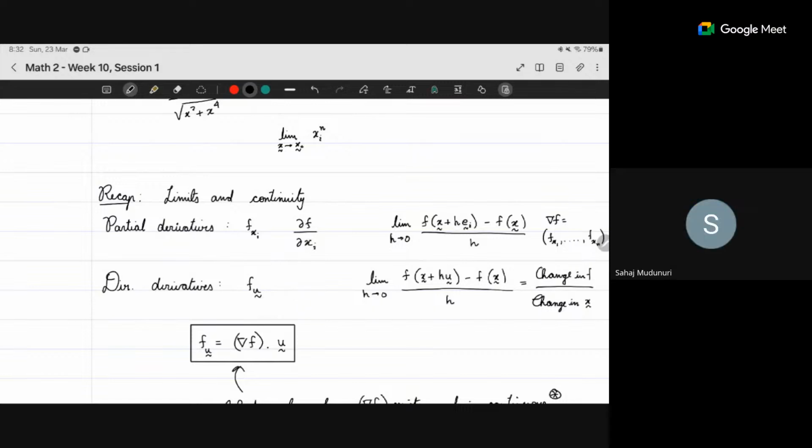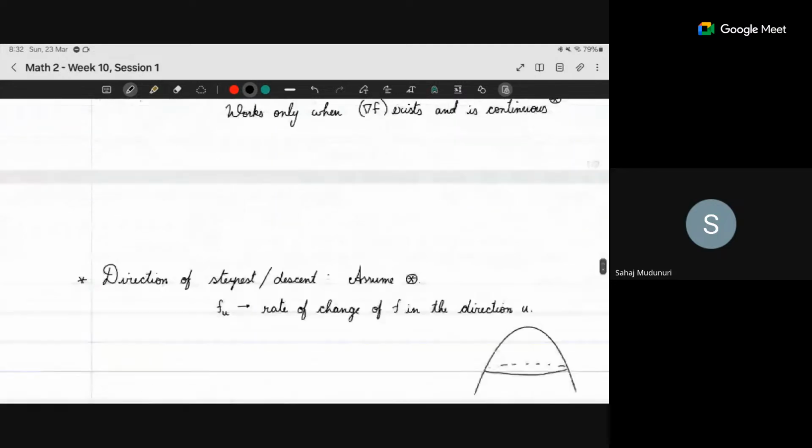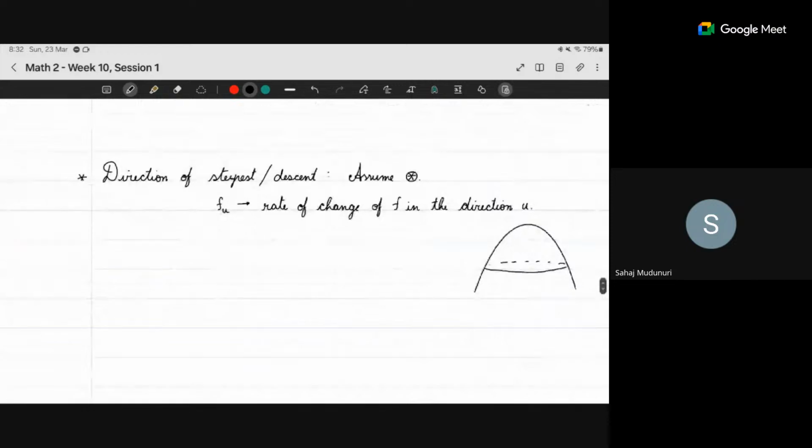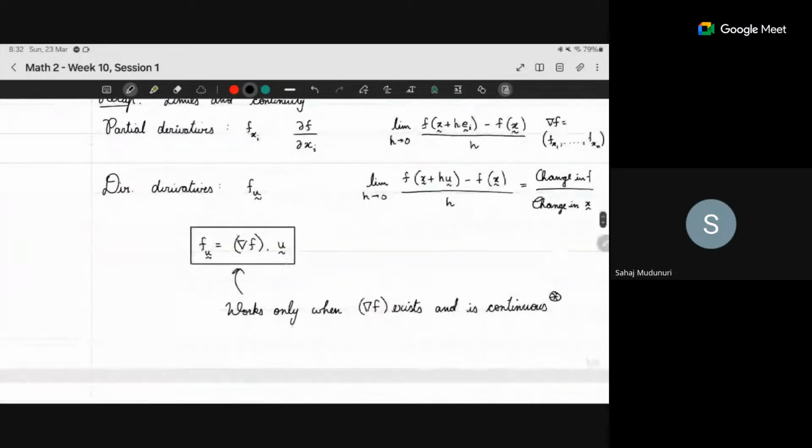Sir, is this in any way correlated with maxima and minima in single variable calculus? It will come in the week 11 content. Yeah. So whatever role your derivative plays in one variable calculus, in some sense, the gradient plays in multivariable calculus. You will see that when we address it.